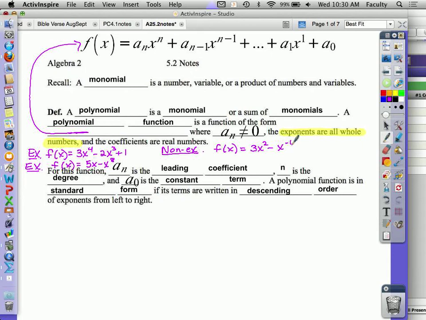Elena? Good. A whole number. It says here in my highlighted part, exponents are whole numbers. Whole numbers are 0, 1, 2, 3. They're not negative numbers, they're not fractions or decimals. So that one's not a polynomial.